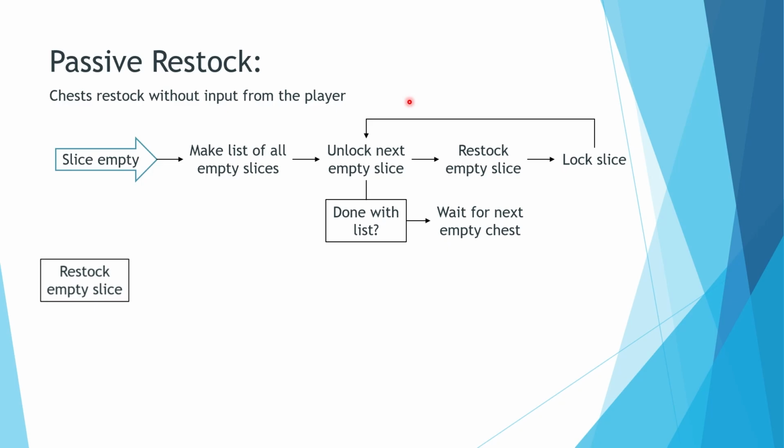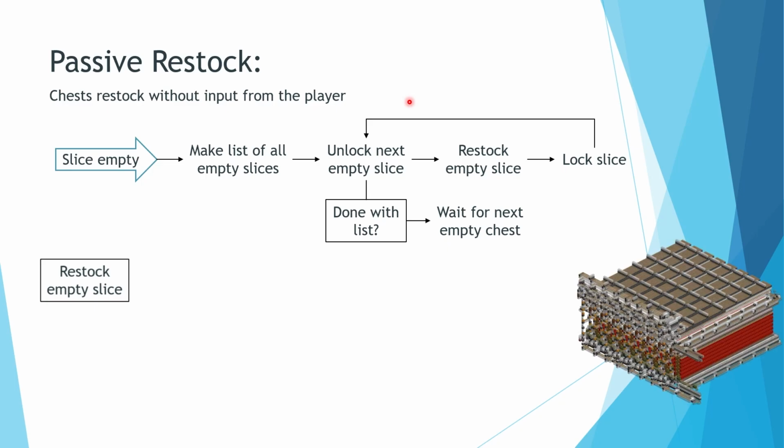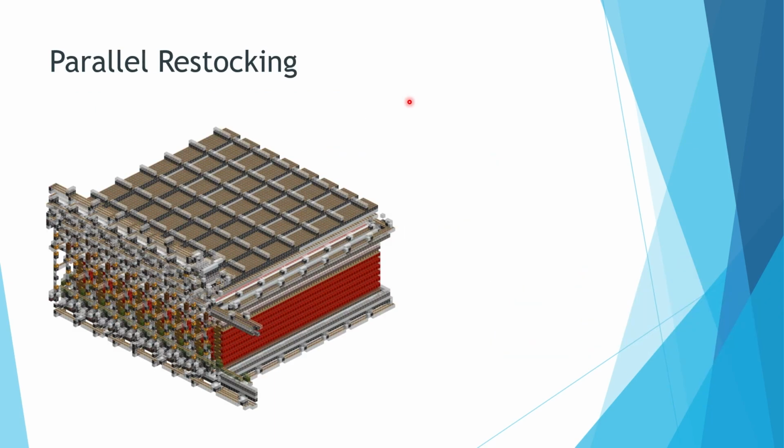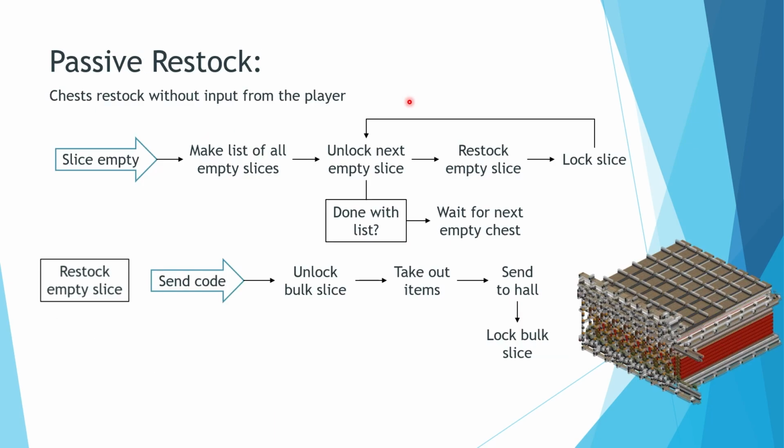Restocking is a bit more in depth, so we're going to be restocking from an external bulk. We're going to send the code from the empty slice to unlock one of the slices in the bulk. We're going to take out items, we're going to set them to halt, and then we're going to lock the bulk slice. Pretty simple. This concept was developed by Optic Nerve.